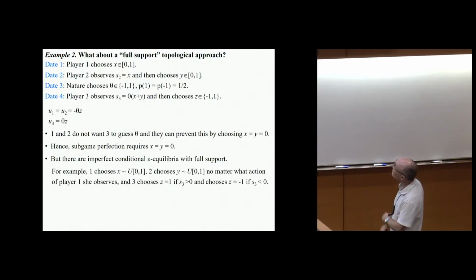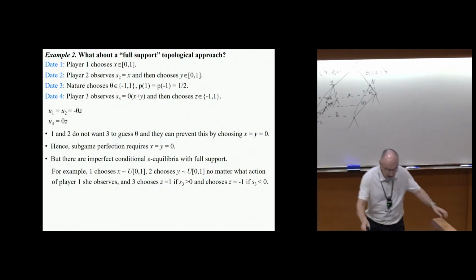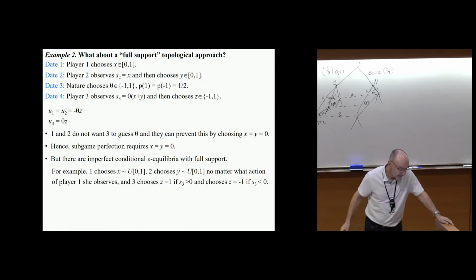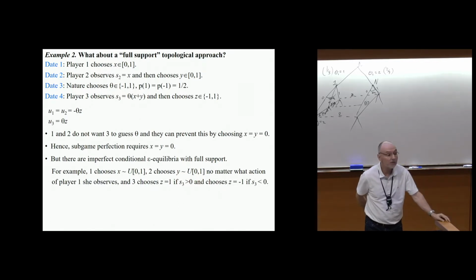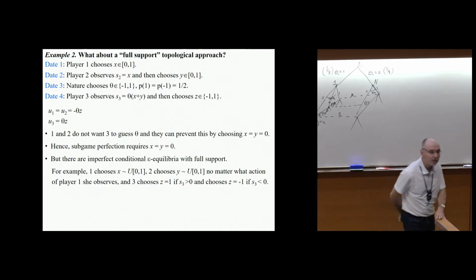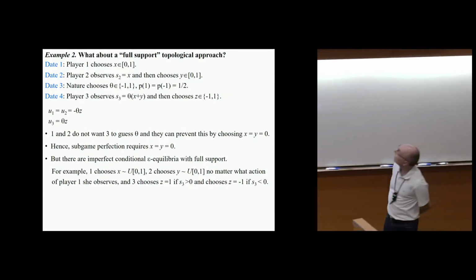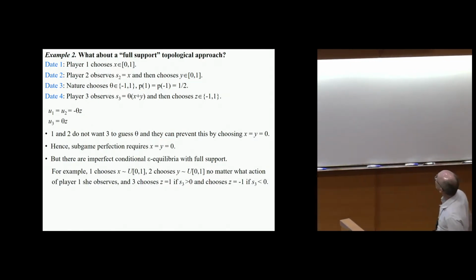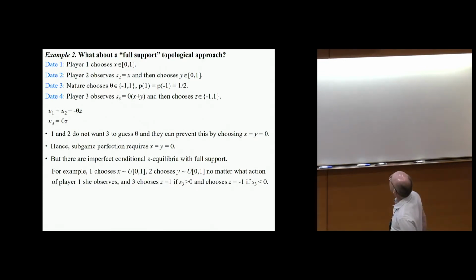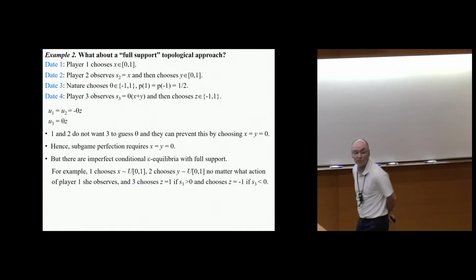Consider the following strategies. Suppose I choose my x uniformly on 0, 1. A dumb thing to do, of course. And you choose your y uniformly. So that's our strategy: I choose my x uniformly, you choose your y uniformly. And player 3 does the rational thing. If she sees a positive signal, she chooses z equals 1. With a negative signal, she chooses z equals -1.